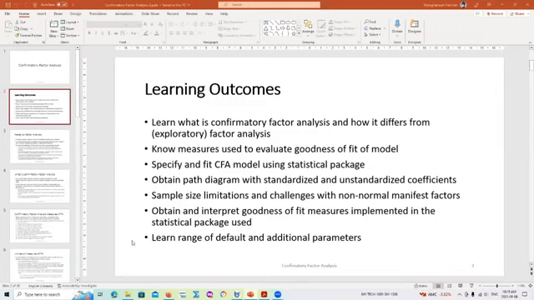So now the next thing that I want to do is we ought to obtain and interpret the goodness of fit measures. Although I didn't spend too much time on this, mainly because the goodness of fit is mostly ad hoc, but we'll do something on it. And learn a range of default and additional parameters that you can get from your package. So that's more or less what I hope we shall achieve by the end of this session.